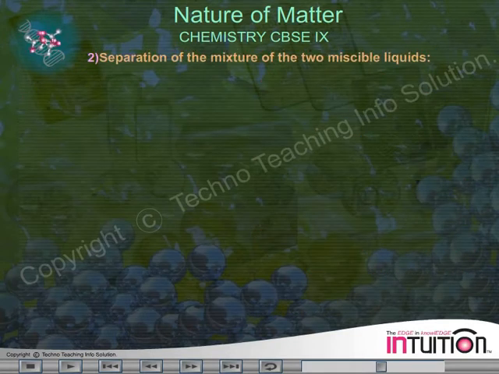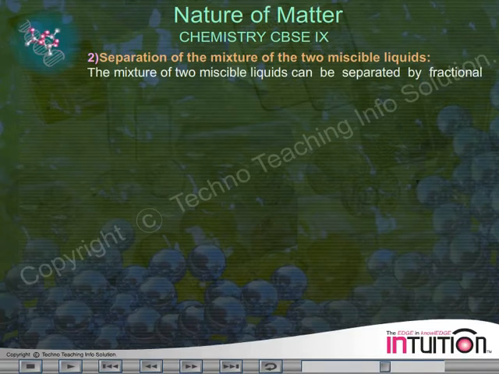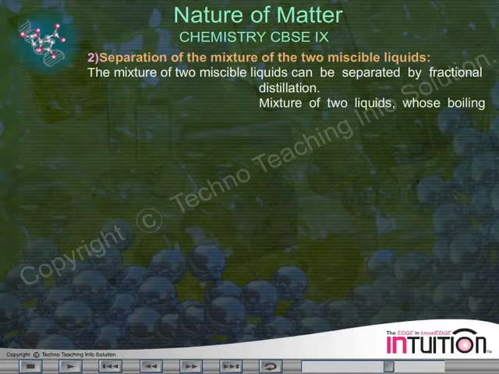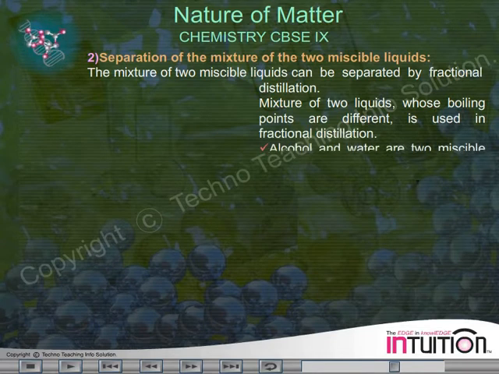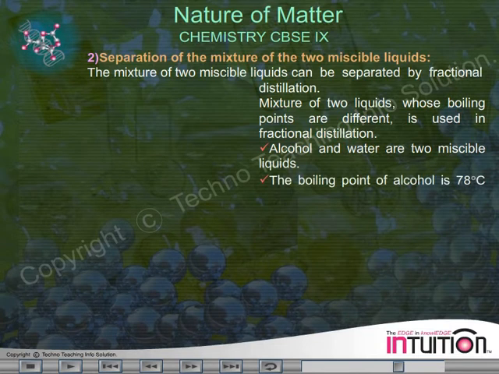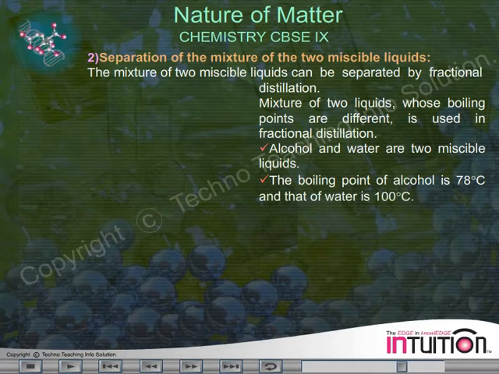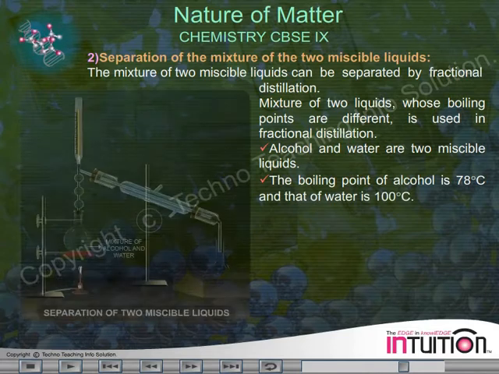2. Separation of the mixture of two miscible liquids. The mixture of two miscible liquids can be separated by fractional distillation. Mixture of two liquids whose boiling points are different is used in fractional distillation. Alcohol and water are two miscible liquids. The boiling point of alcohol is 78 degrees Celsius and that of water is 100 degrees Celsius.